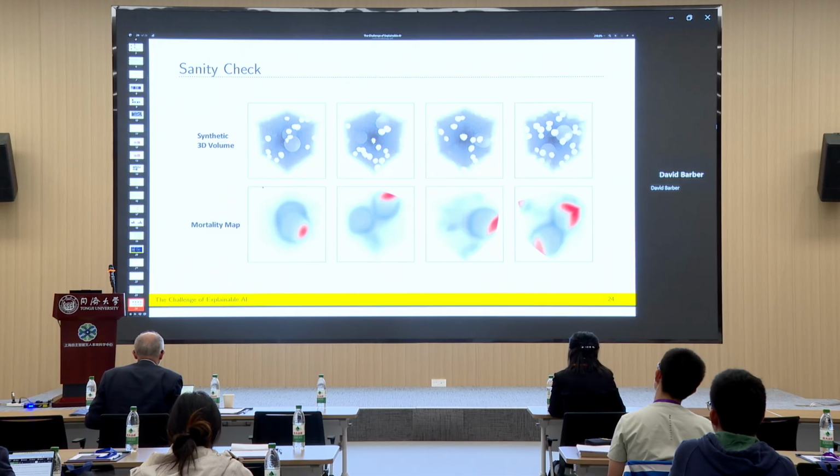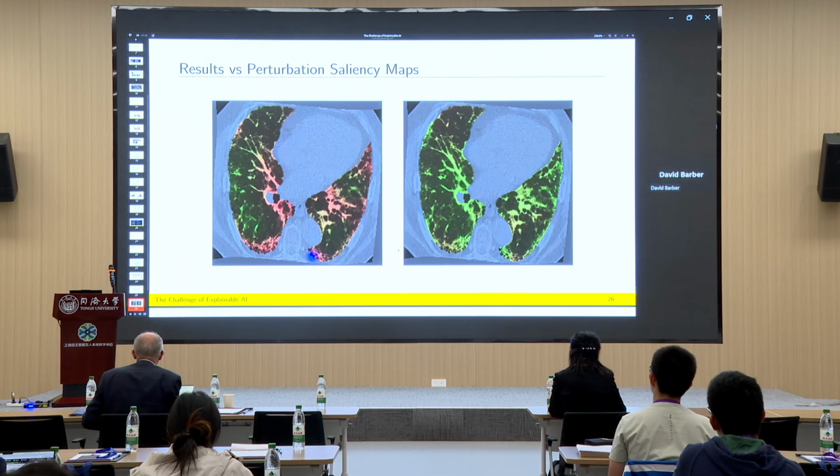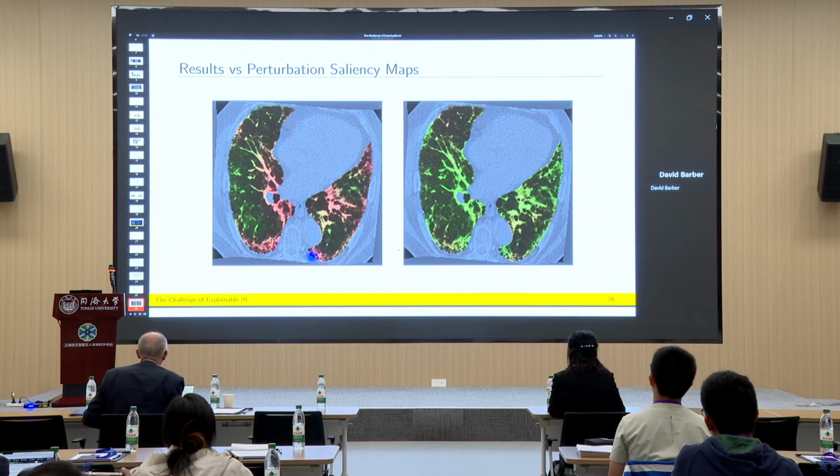We know this works because we can make some toy data with synthetic lung CT scans and place balls where we think there are bad fibrotic regions, and we can check that the mortality maps that we learn from this are actually accurate. Similarly, this method works very well. It has the lowest error in terms of months prediction of all the other methods. And most importantly, the predictions as to what it is in the lung images that's causing the bad outcome for patients are completely different to classical approaches based on things like GradCam and saliency maps.